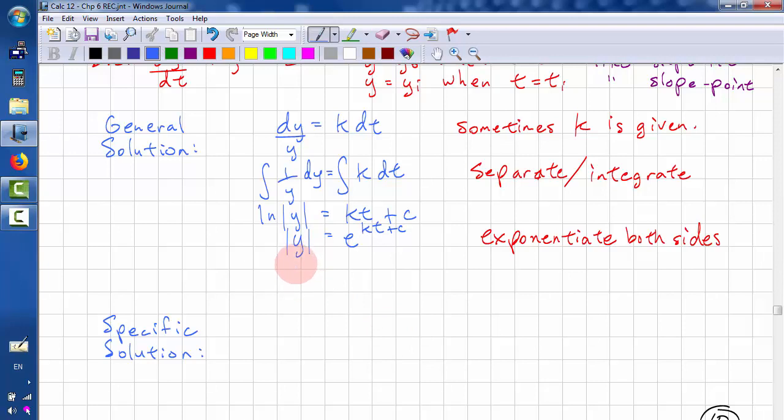And the next step, remove the absolute value. That makes this side plus or minus e to the kt times e to the c. So when we're adding exponents, we can split it up by multiplying powers. So y, and we can make plus or minus e to the c a constant. Okay, and we say a is equal to plus or minus e to the c.